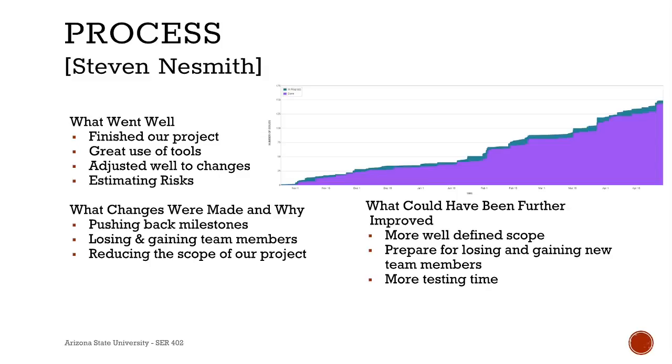We would also plan for the event of losing or gaining new team members, which may not happen, but it will give us more time to speed up the team members, and if we don't end up using the time, it'll be put on the end of the project as a buffer.